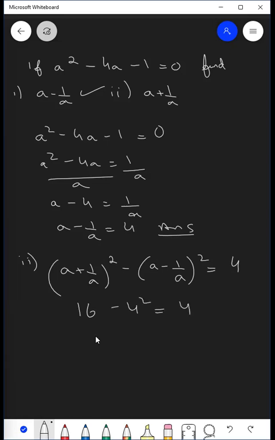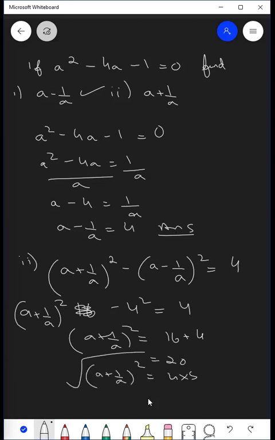But what is a plus 1 upon a? Sorry, this is wrong here, right? This is a plus 1 upon a the whole thing square. So what is a plus 1 upon a, the whole thing square, equal to? 16 plus 4, which is 20. Root of 4 into 5, so plus minus 2 root 5. Right? Everyone clear on this?